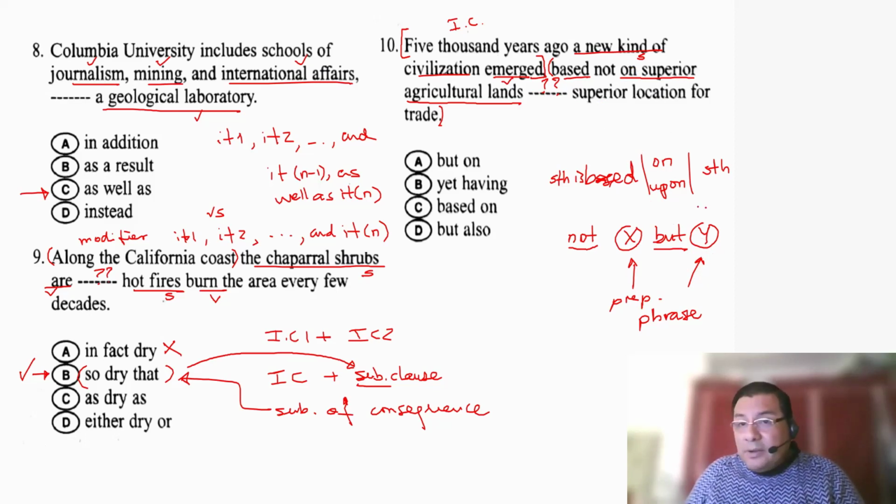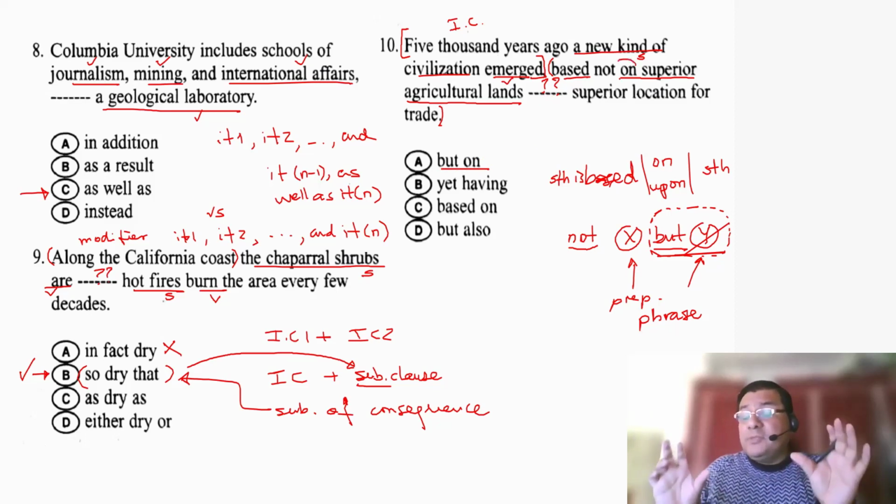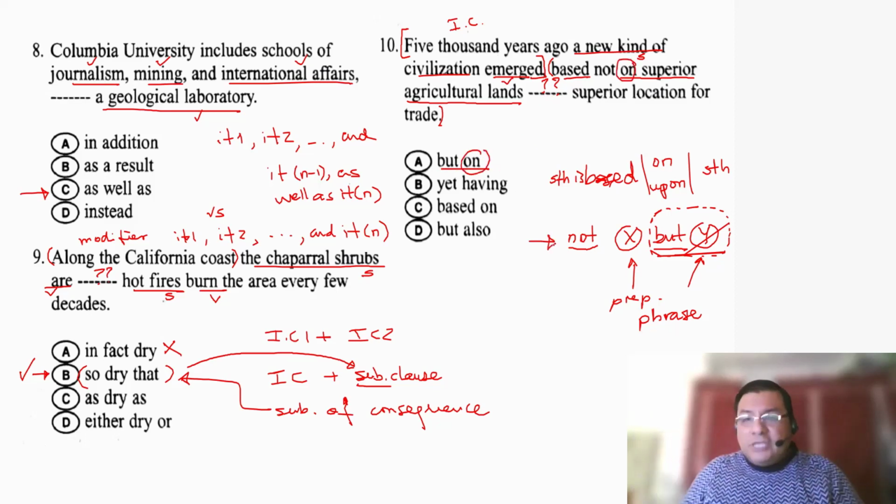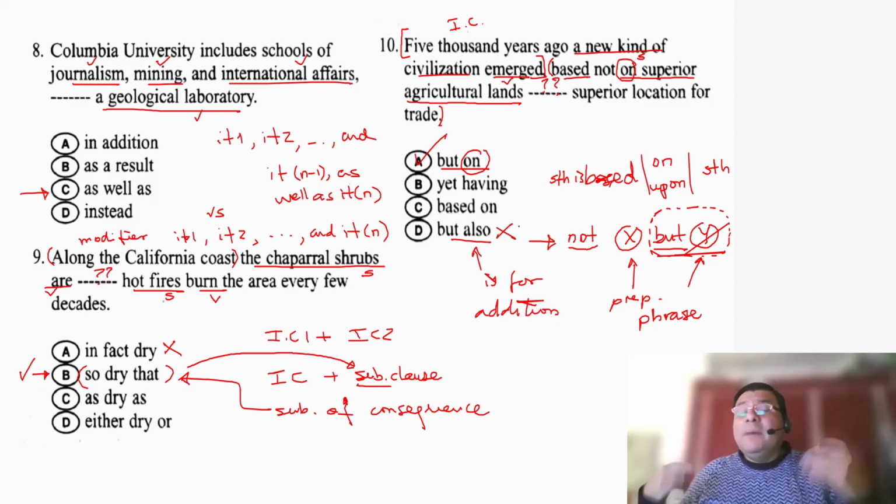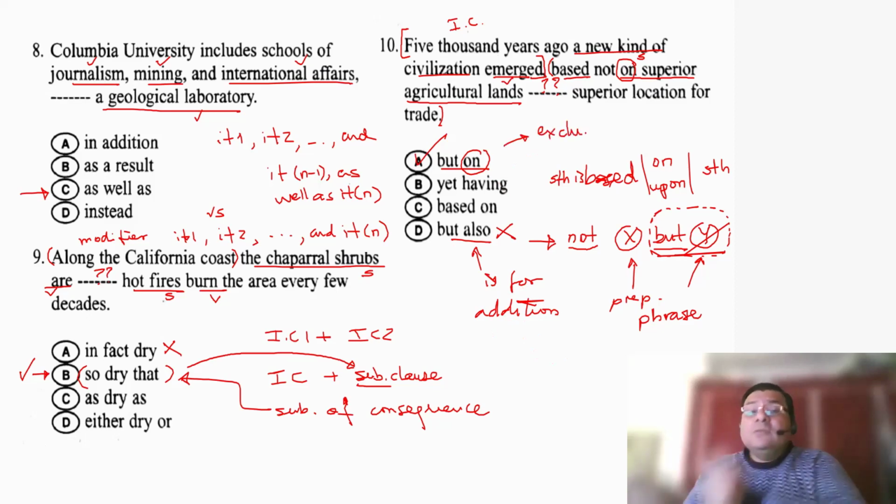And we also need the second part of our correlative conjunction, "but." So let's just focus on "but." "But on superior location for trade," this would make a perfect match. Based not on something, but on something else. 2 prepositional phrases, starting with a preposition "on," being joined together by this correlative conjunction. This is our correct answer choice. We don't need to evaluate any further. Notice that "but also" wouldn't be a match here because we don't use "but also" with "not." We use "but also" with "not only." But in this case, it's just "not... but," which also has another purpose. "But also" is for addition. "But on," when we use it after "not X but Y," is to exclude one item, include something else.